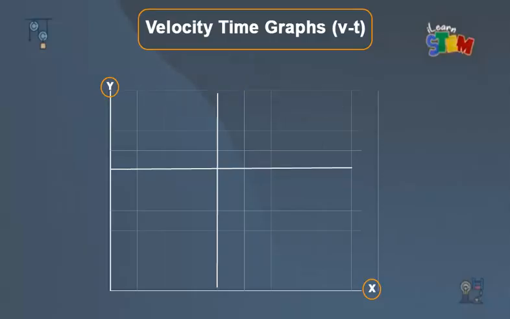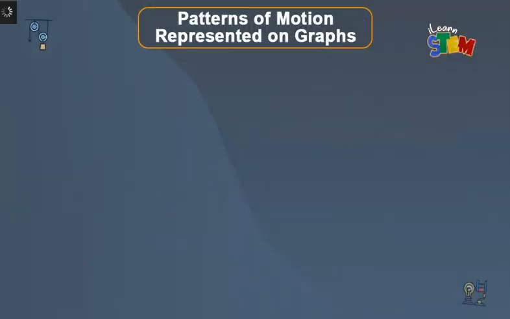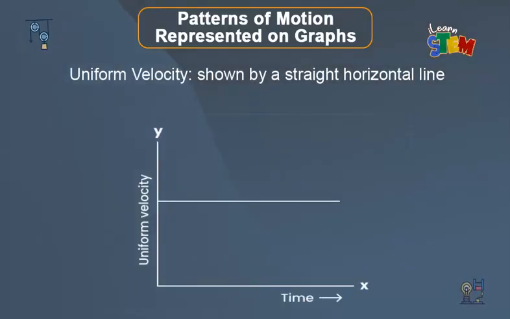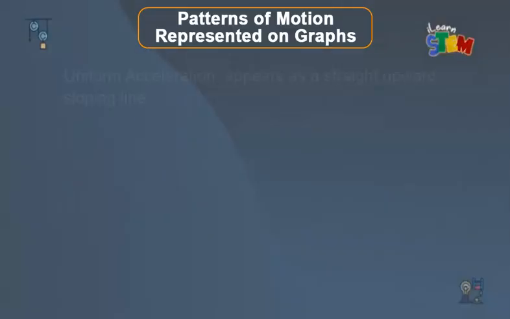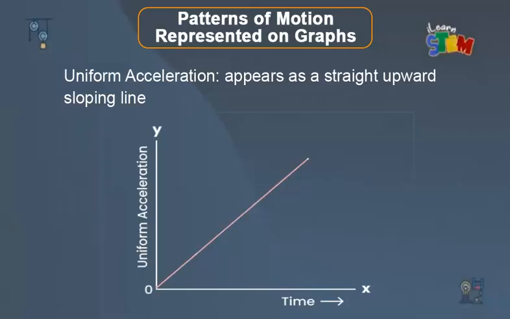Let's take a look at key patterns of motion represented on graphs. These are 4 key patterns to understand. First, uniform velocity. This is shown by a straight horizontal line on the graph. It indicates that the object is moving at a constant velocity, with no speeding up or slowing down. Next, uniform acceleration. This appears as a straight, upward sloping line. It means the object's velocity is increasing at a constant rate.